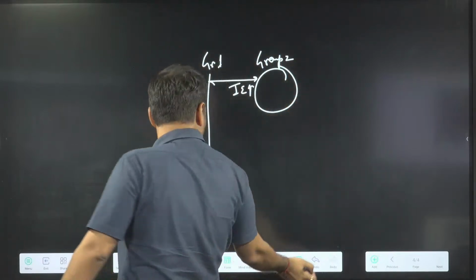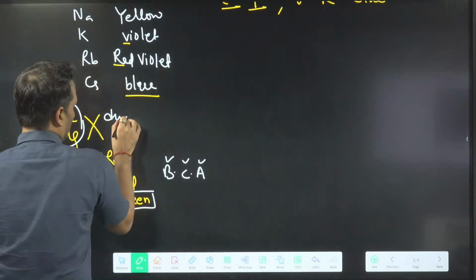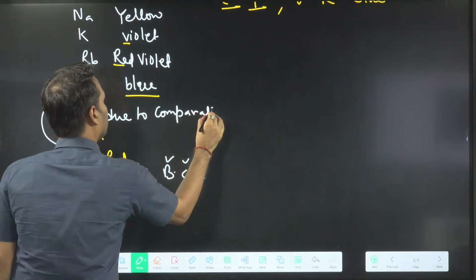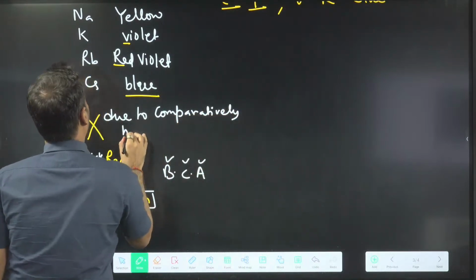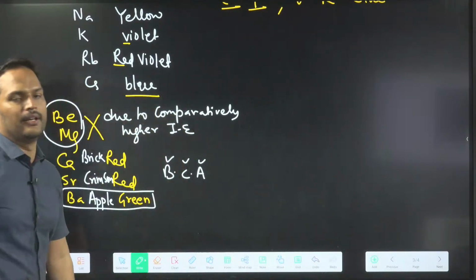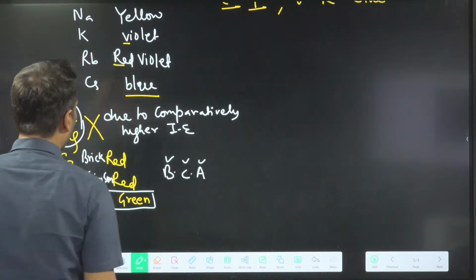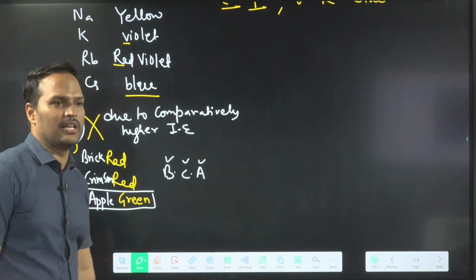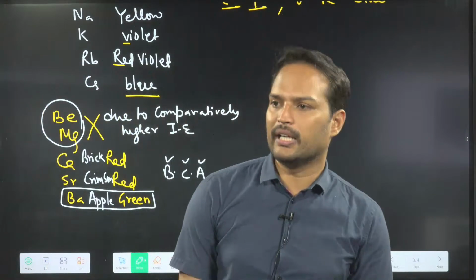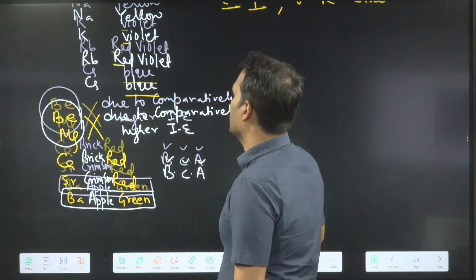Clear with this point? So you can simply say the simple reason: due to comparatively higher ionization energy. So is this clear? देख लो एक बार. So due to comparatively higher ionization energy, that burner is not able to give sufficient energy to excite the electron. Is it okay?